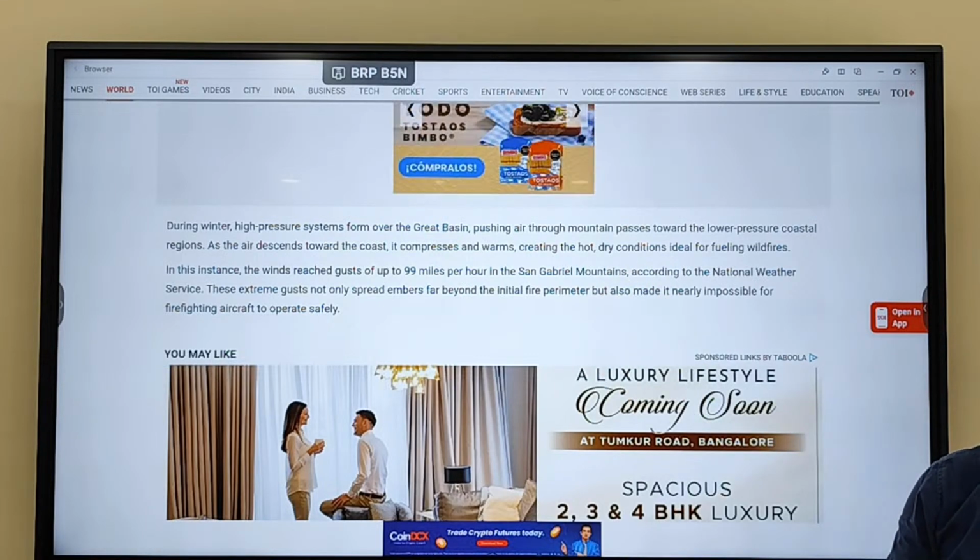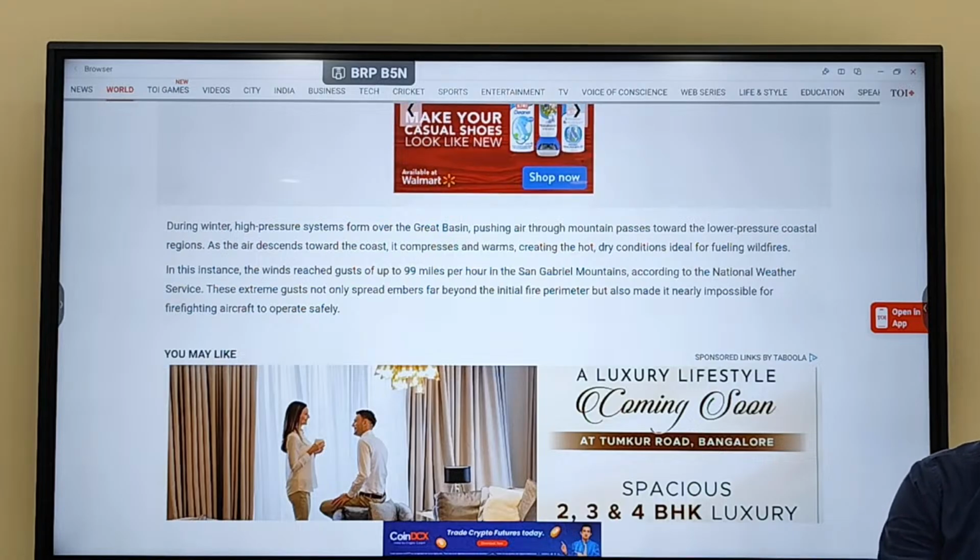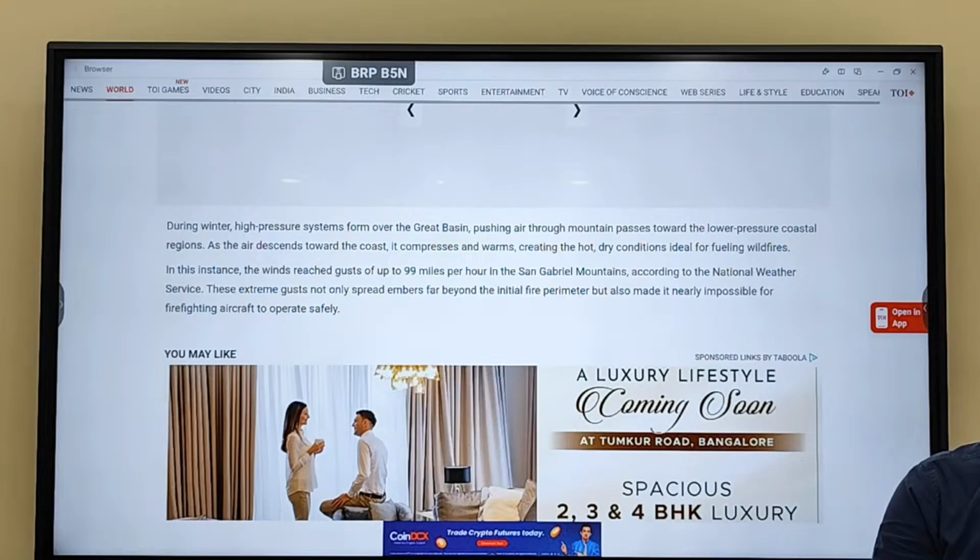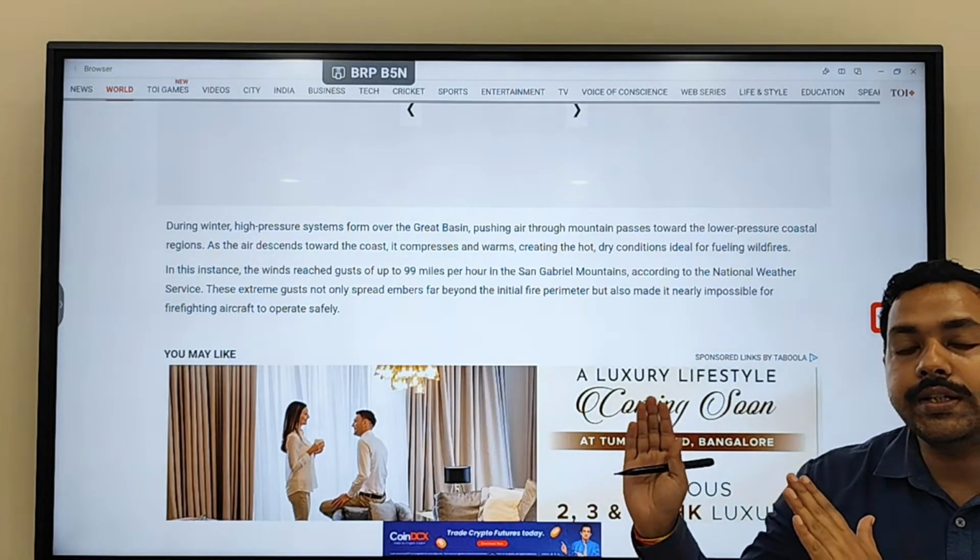Clear? So these are the Santa Ana winds. Clear? So this is in the news. A question might come that Santa Ana is related to what? Santa Ana is blowing where? Clear? So you have to keep in mind this is blowing in which region? California region. It is originating from an easterly direction.